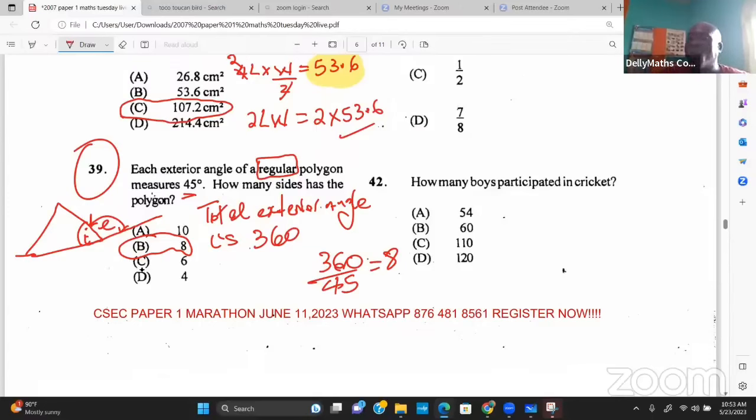When it is irregular, I couldn't do this. If it were irregular, I could not work this out. But because it's regular, I know that every one of the angles would be 45. So that means if I divide 45 into 360, it will tell me how many sides I have.